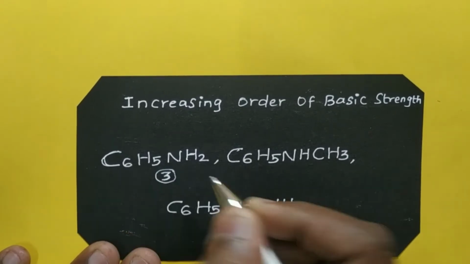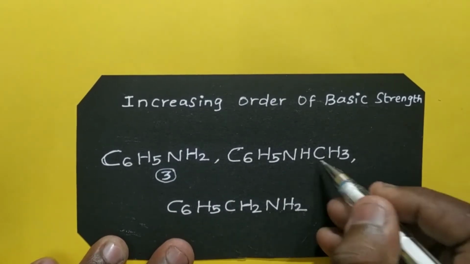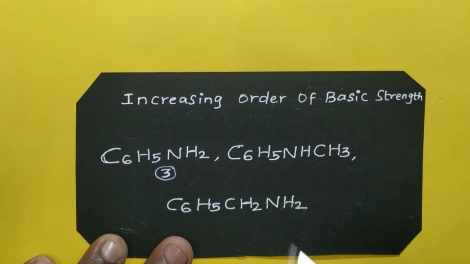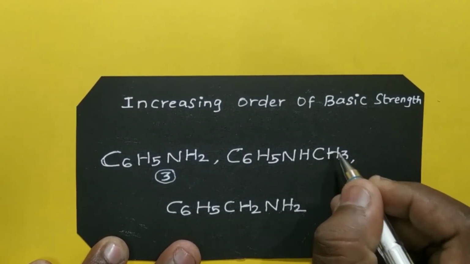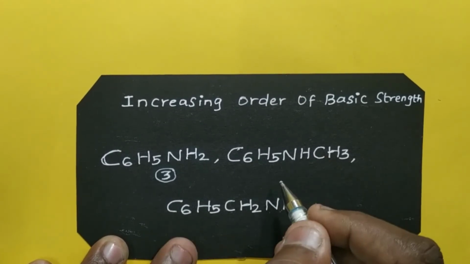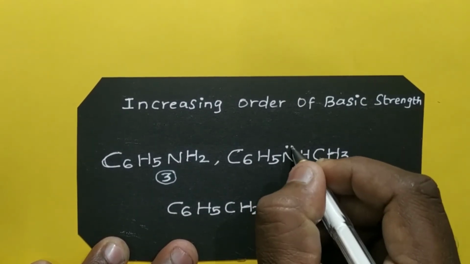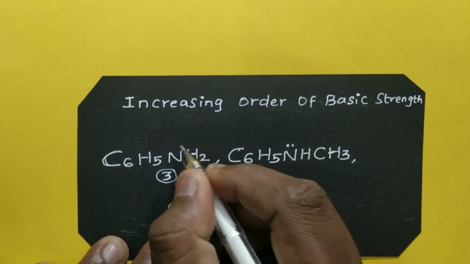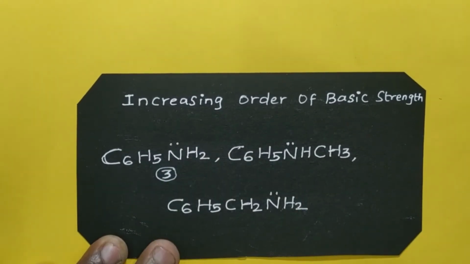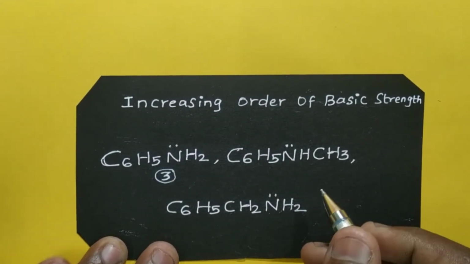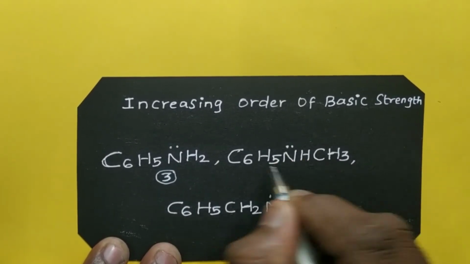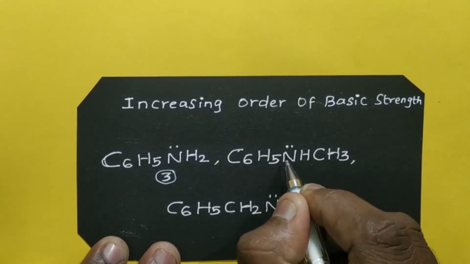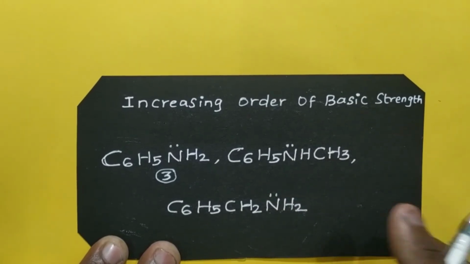Now we can fix it. In these two, which one will act as the more basic one? Here it has the electron donating group, but when compared to these, here also the nitrogen density should be maintained. That can be maintained by the electron donating group. Here the electron donating group will maintain the electron cloud of nitrogen. Then only it can act as a strong base.